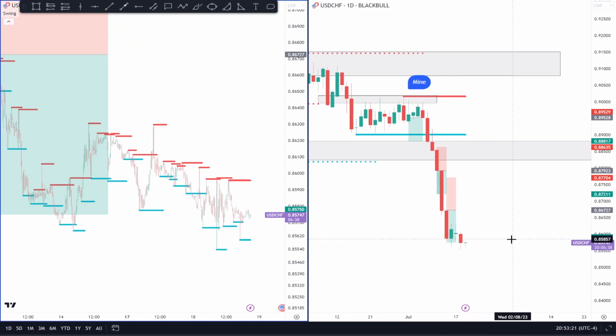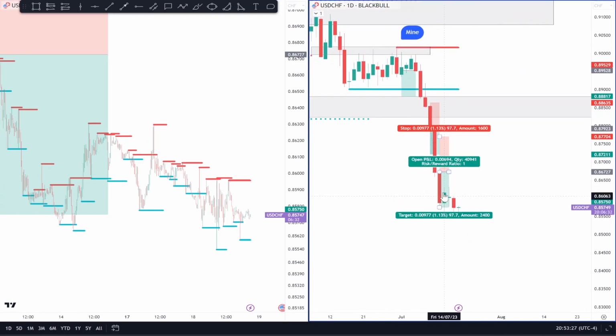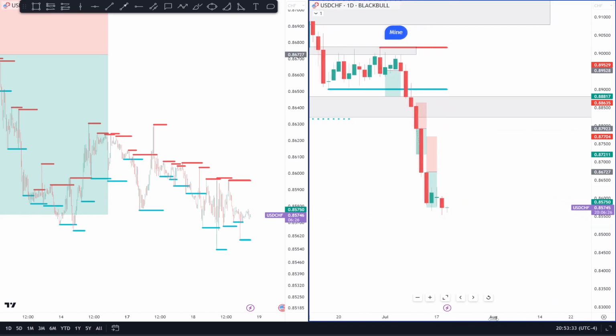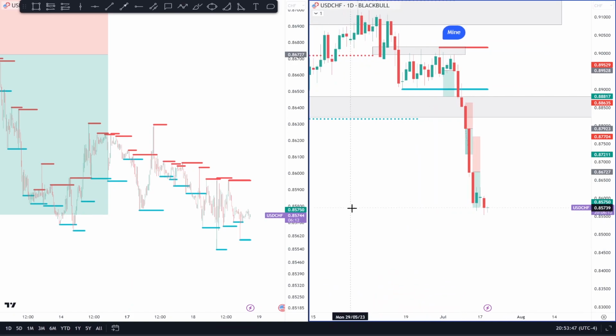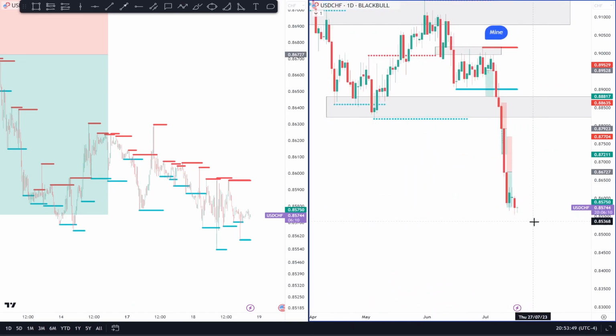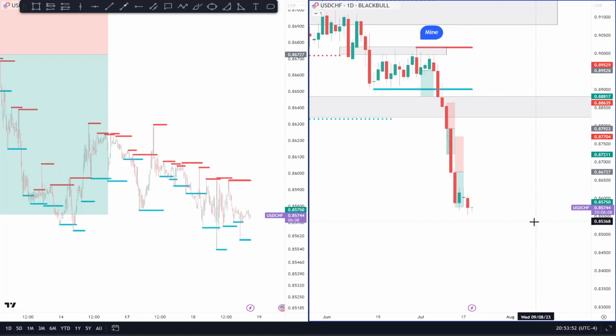USD CHF. So price kind of pulled back a little bit, paused, and now pushed down again. But I still don't consider this candle compared to the previous ones as a strong candle. So I'm not entering here with my strategy. And there's no clear support resistance zone here for a second strategy or even for Teams strategy. So stay away from this pair.